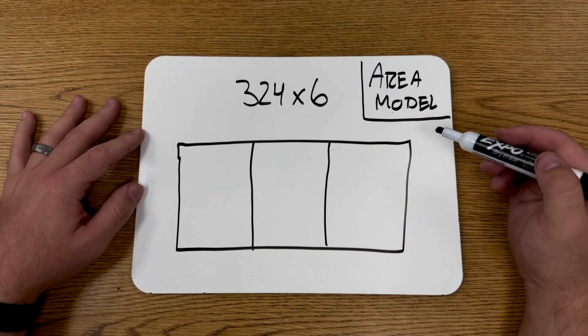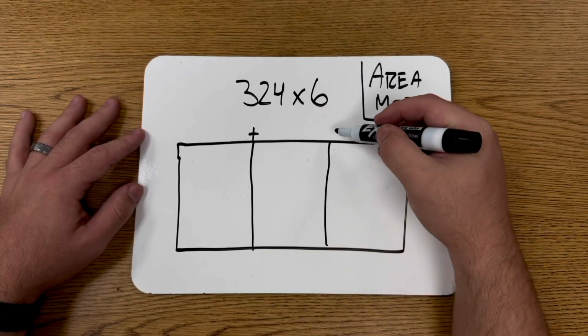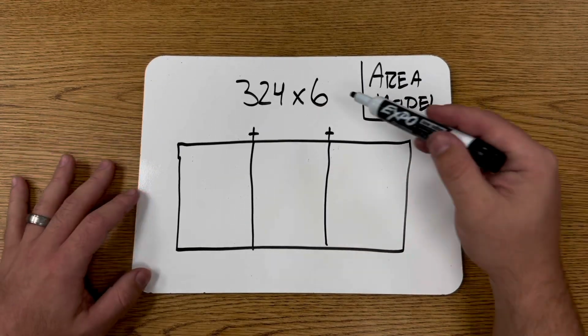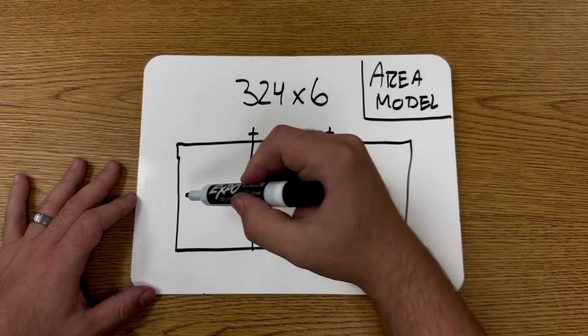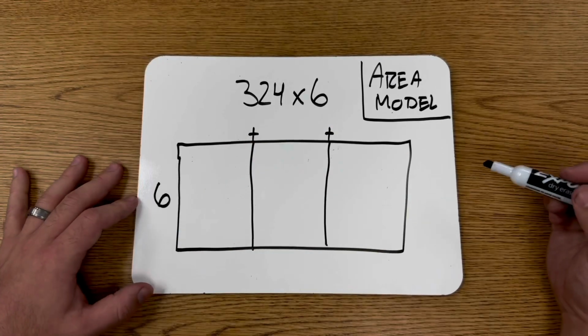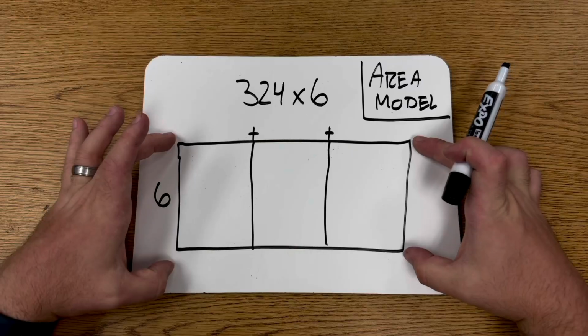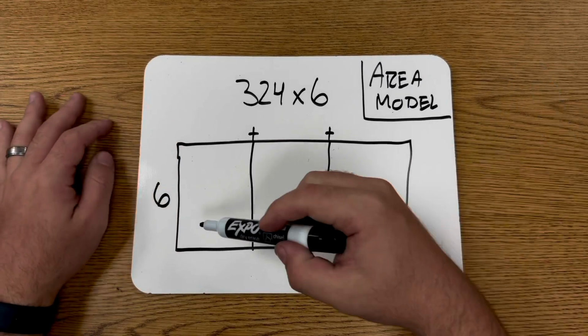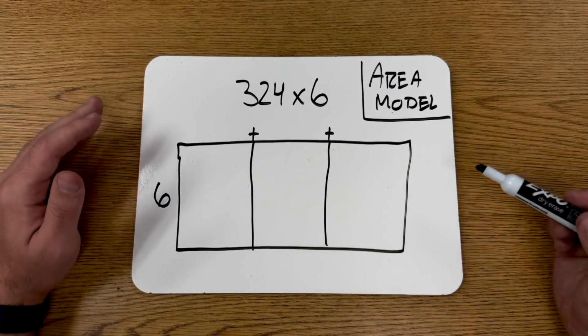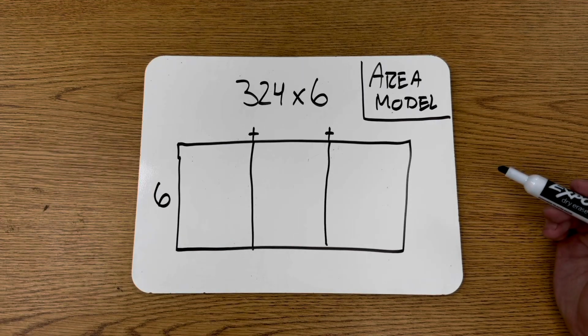I'm then going to give a little bit of setup here. We're going to put a plus sign up here. We're going to bring our smaller number, our 6, onto the side. We're labeling our area model because we need to find the area of our large rectangle. We're trying to find out how much space this rectangle takes up on the inside, which is what area is.